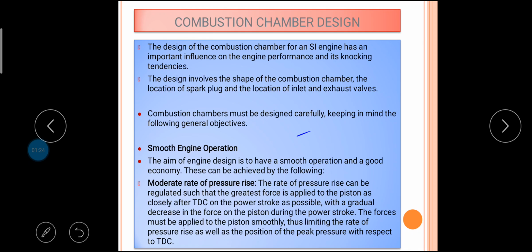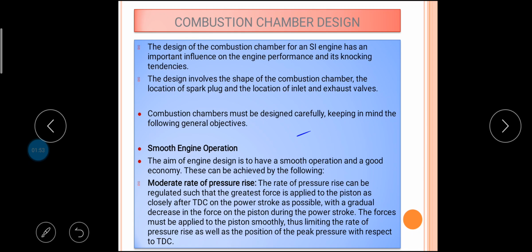Reducing the possibility of knocking. Reduction in the possibility of knocking in an engine can be achieved by reducing the distance of the flame travel by centrally locating the spark plug and also by avoiding pockets of stagnant charge. Satisfactory cooling of the spark plug and of exhaust valve area, which are the source of hot spots in the majority of the combustion chambers.